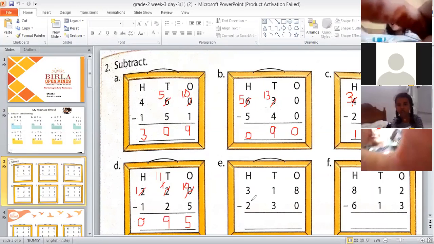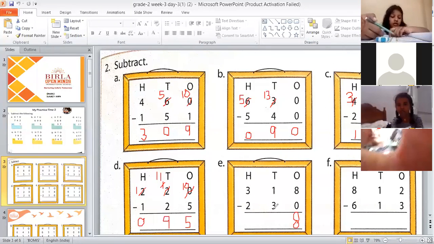318. Then after that, minus 230. Very good. Okay, Dhriti, so now that's correct. 318 minus 230. Now, Dhriti, tell me in ones place, 8 minus 0, how much? 8. Very good. So 8 minus 0 is 8, children.